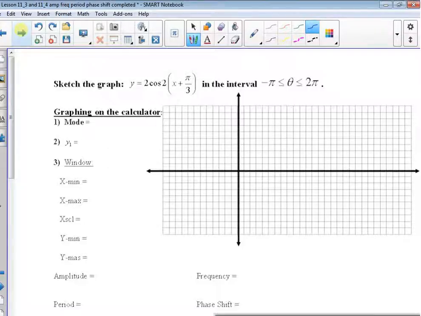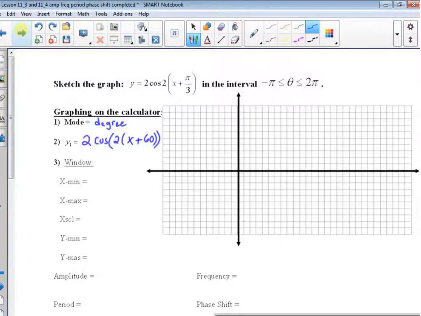And there's amplitude and there's frequency. Now, I'm not going to use my calculator. If I were to use it, I would be in degree mode. And I would type in 2, because you can't type in the 2 the way it is. So I'd type in 2 cosine. And when you do that, it gives you a parenthesis. I would type in 2 parentheses x plus, I guess this would be 60, and close the parenthesis like that.